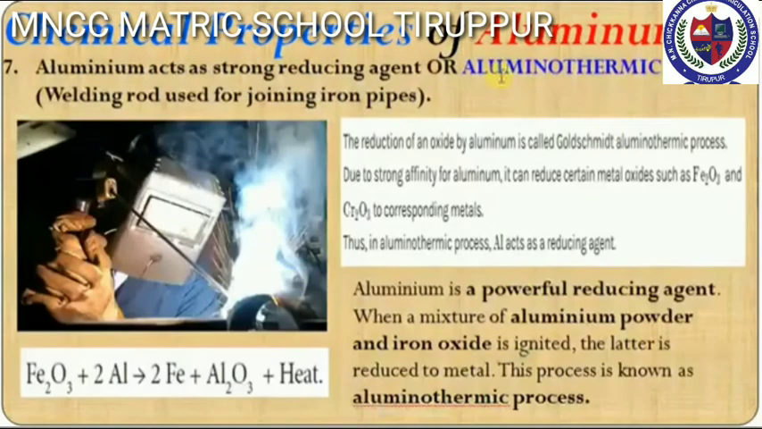Aluminium is a powerful reducing agent. When a mixture of aluminium powder and iron oxide is ignited, the latter is reduced to metal. This process is known as the aluminothermic process. So iron oxide reacts with aluminium to form iron and aluminium oxide, and heat is evolved.